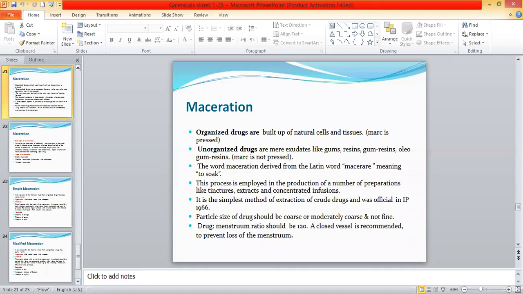Maceration is a word derived from the Latin word macerare, which means to soak, and this process is used for the production of different preparations like tinctures, extracts, and concentrated infusions. It is the simplest method of extraction of crude drugs, and it has been official in the Indian Pharmacopoeia since 1966. The particle size of the drug should be coarse or moderately coarse, but not fine. The drug should be broken down into smaller pieces, but it should not be ground into a very fine powder.